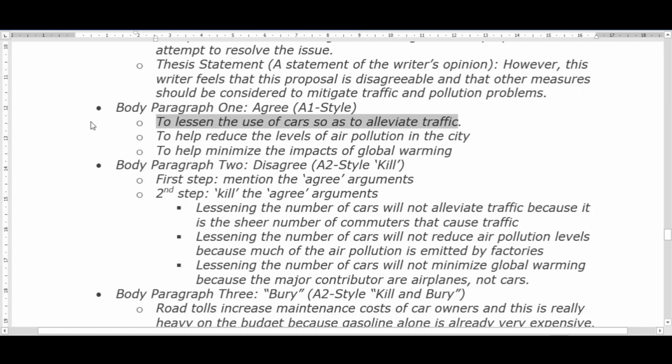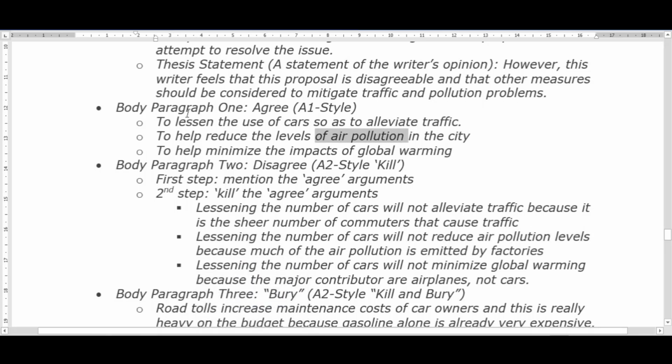And then if you want to kill this argument, like some people say that it will help reduce the levels of air pollution in the city, so this is the corresponding kill for that. Lessening the number of cars will not reduce air pollution levels because much of the air pollution is emitted by factories. So with that argument, you actually already killed this particular argument over here.